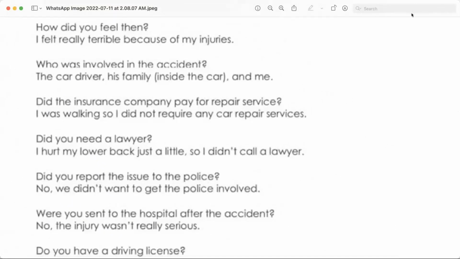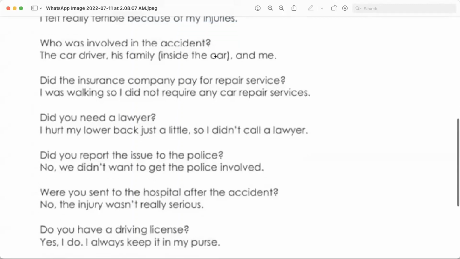Next student, can I have Kalawathana English Club? Yes, ma'am. How did you feel then? I felt really terrible because of my injuries. Injuries. Injuries. Good. Well done.